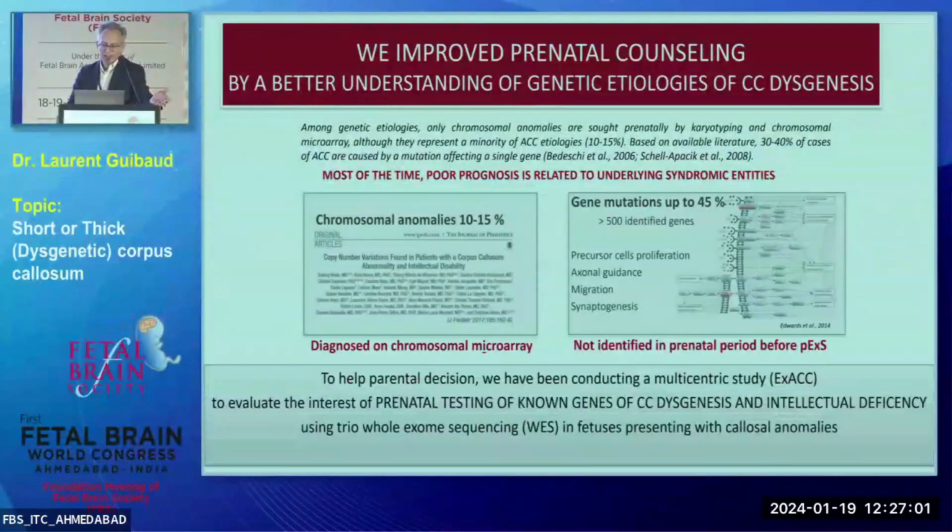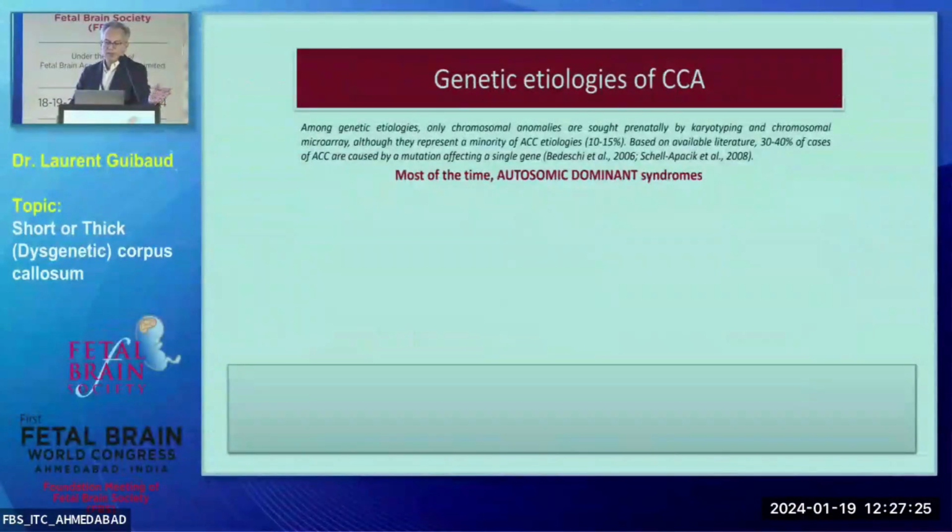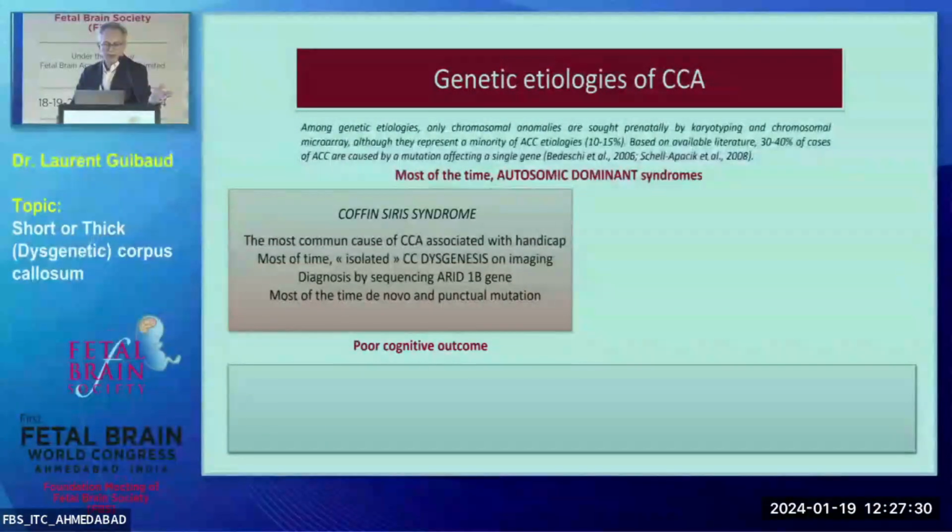So to help parental decision, we are conducting a multicentric study in France to test known genes of corpus callosum agenesis and genes for anterior deficiency using trio whole exome sequencing in fetuses presenting with all types of callosal anomalies. Most of them are syndromes, dominant syndromes. Some of them are, in most of the cases, isolated dysgenesis, like Coffin-Siris syndrome, with a very poor prognosis.